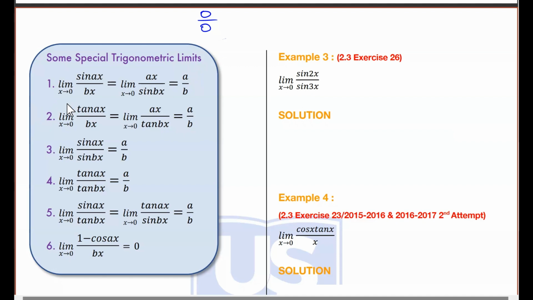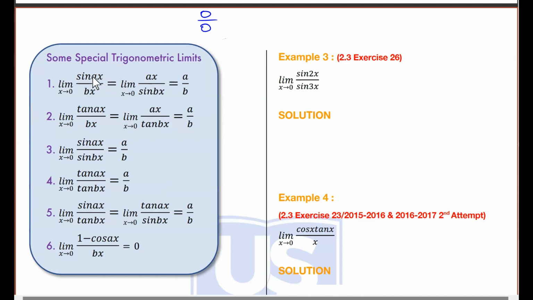So the rule says whenever limit as x approaches 0, in all of the rules we have the ratio of sine function to x function, or x function to sine function, or the ratio of tan function to an x function, or x function to a tan function, or the ratio of sine to sine function, or tan to tan function, or the ratio of sine to tan, or tan to sine function, then the result is the ratio of the coefficients.